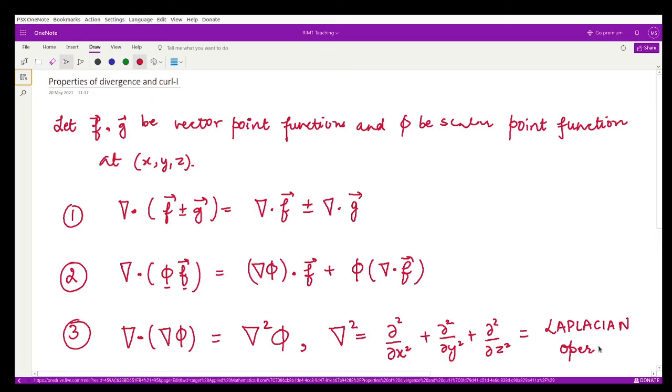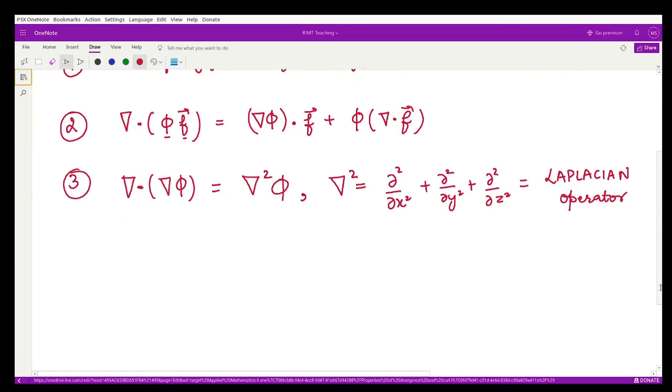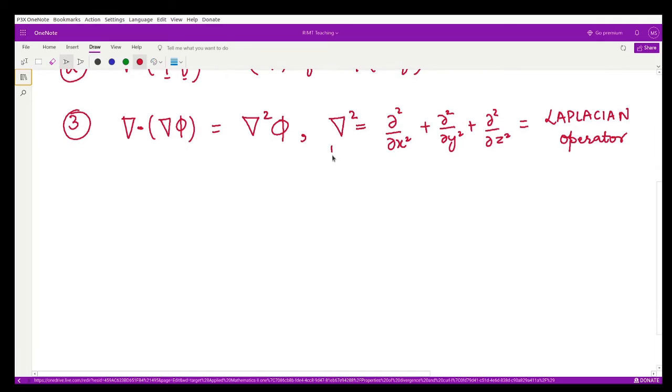For example, whenever you want to solve the heat equation, you will see this kind of operator. In mechanical engineering you will see the heat transfer topic, and there in the heat equation you will see this operator. Moreover, in wave equations also this operator comes, so it is very important to know what this operator is.